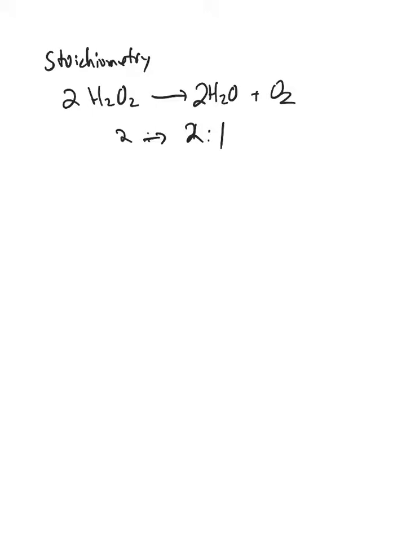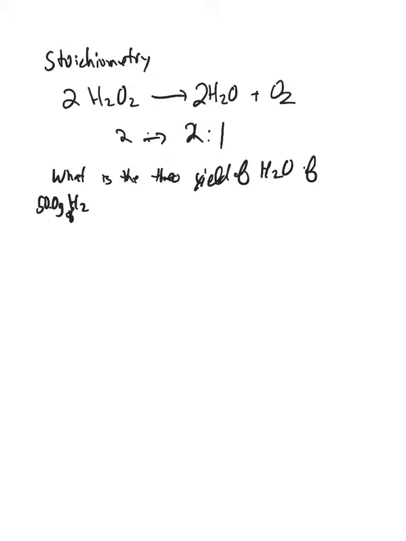And so what is the theoretical yield of water if 50 grams of hydrogen peroxide completely decomposes? What is the theoretical yield? How many grams of water are produced if 50 grams of hydrogen peroxide completely decomposes?